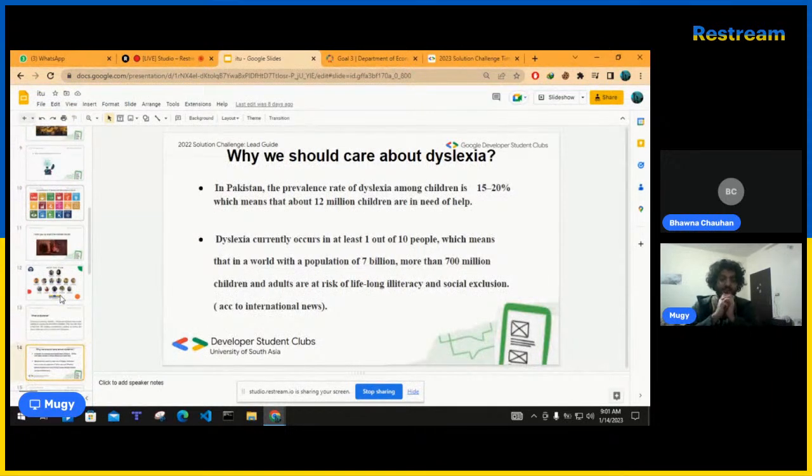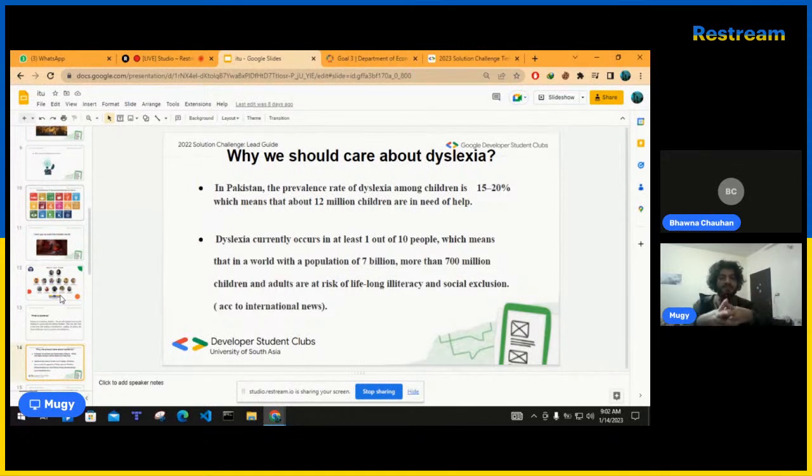Because in Pakistan, the prevalence rate of dyslexia among children is 15 to 20%, which means that about 12 million children are in need of help. And if we talk about all over the world, at least 1 out of 10 people, which means that in a world with a population of 7 billion, more than 700 million children and adults are at risk of lifelong illiteracy. These were the reasons why I chose this idea, you could say this problem.